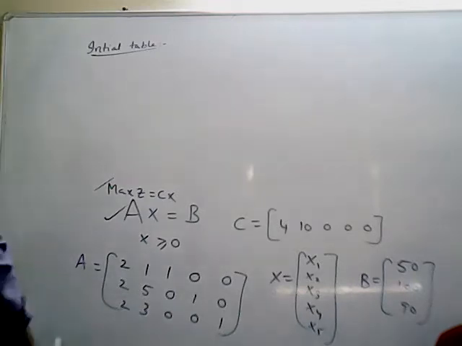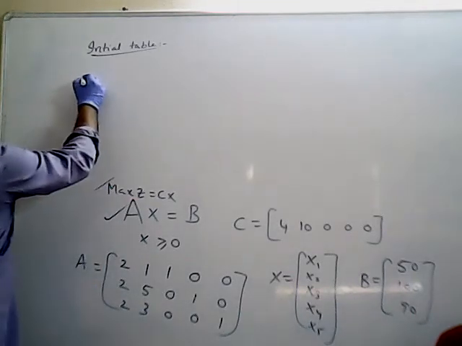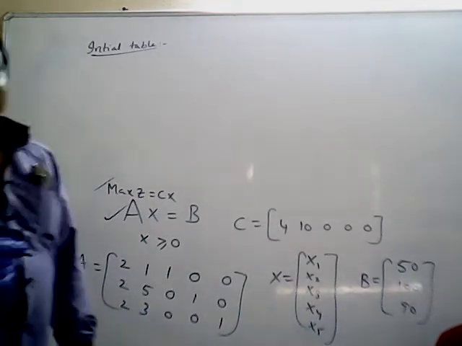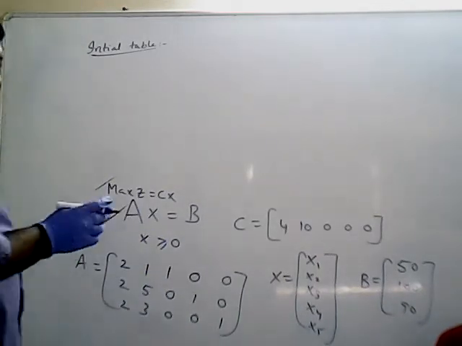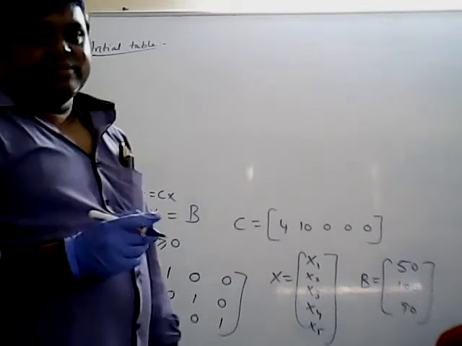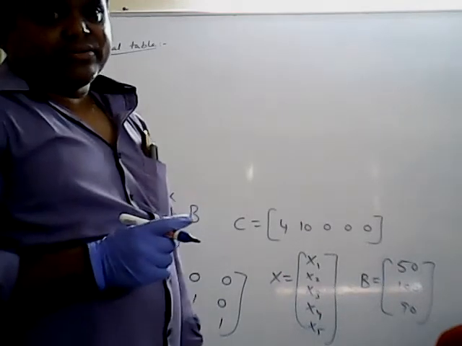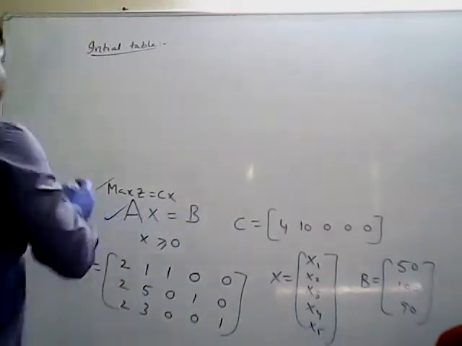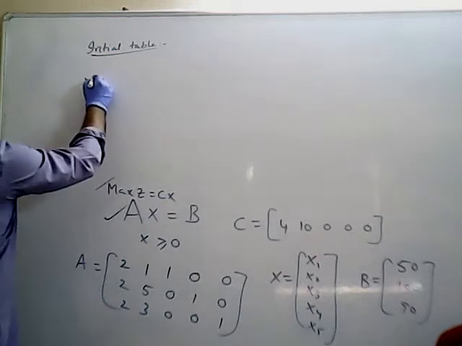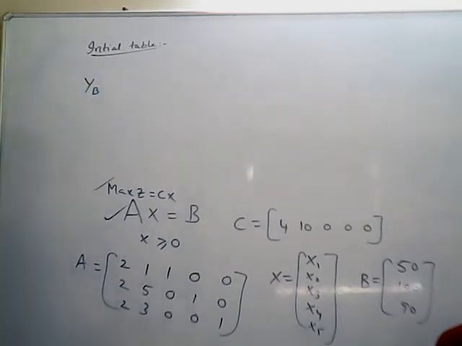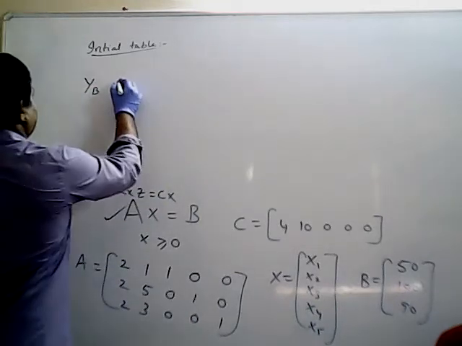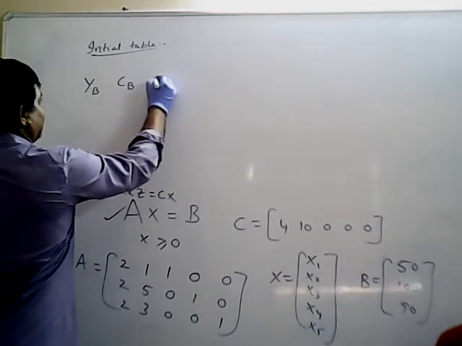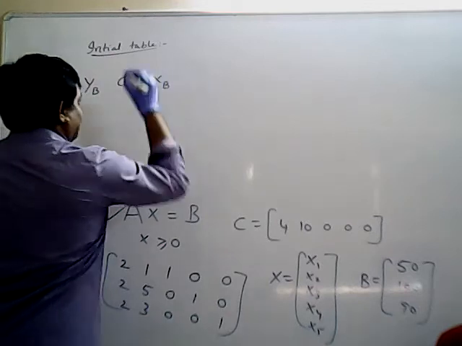So listen carefully, what are the columns required? I will write here. Different textbooks follow different notations, but the solution is important. Ultimately, whichever method you follow, you will get the same answer. So YB is the first column. I will tell you what YB is. In the simplex table, the first column will be YB, the next column will be CB, and the next is XB.